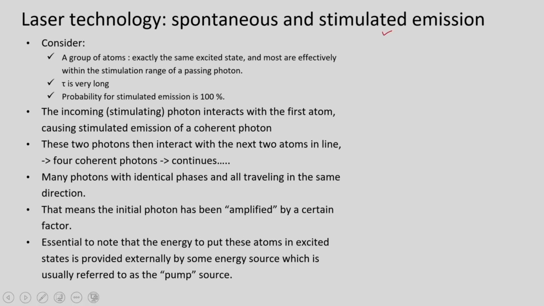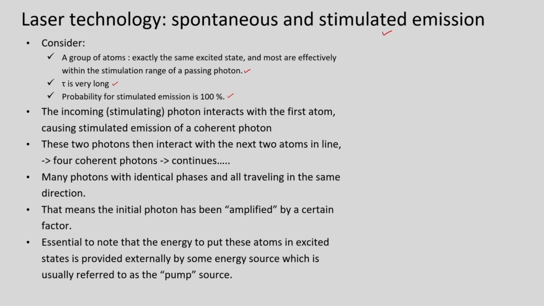So we have a group of atoms in exactly the same excited state, and most are effectively within the stimulation range of a passing photon. Let us also assume that the time is very long and the probability of stimulation is 100%. These three assumptions we are considering for this theory of generation of photons during stimulated emission.